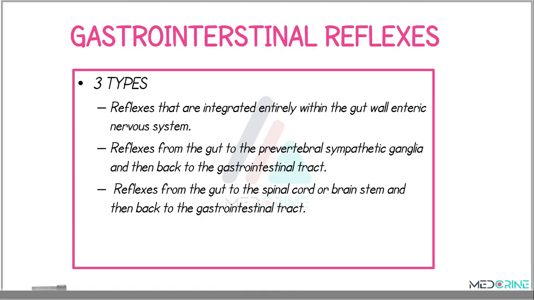Moving ahead to the gastrointestinal reflexes, we have three types of reflexes. Those are reflexes that are integrated entirely within the gut wall, the enteric nervous system. Or secondly, the reflexes from the gut to prevertebral sympathetic ganglia, and then back to the gastrointestinal tract. And lastly, the reflexes from the gut to the spinal cord or brain stem, and then back to the gastrointestinal tract.